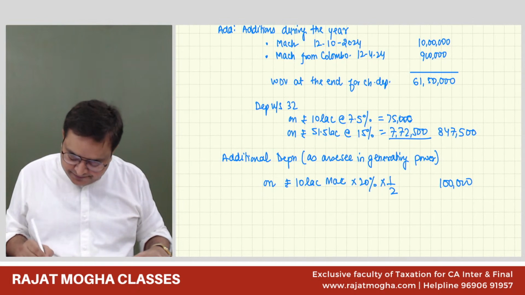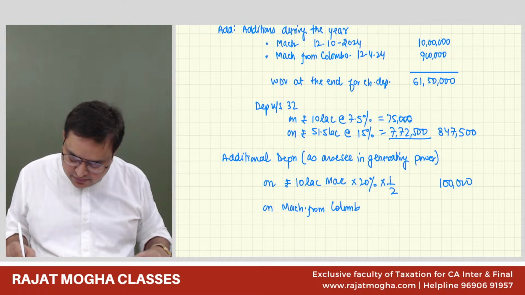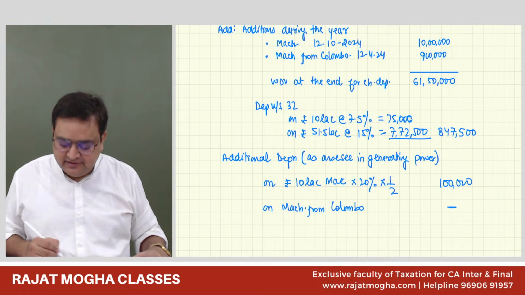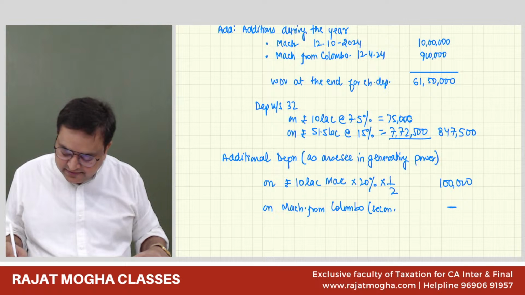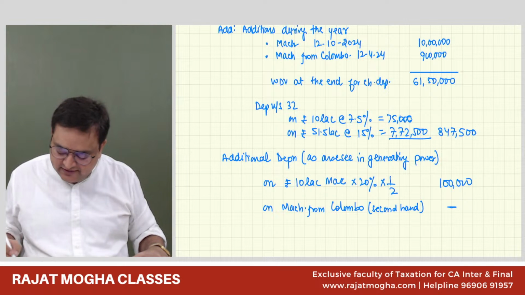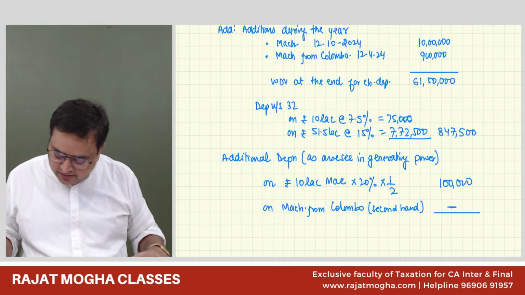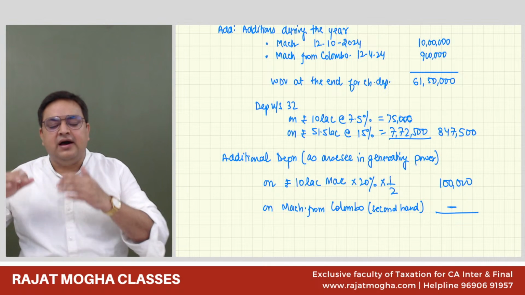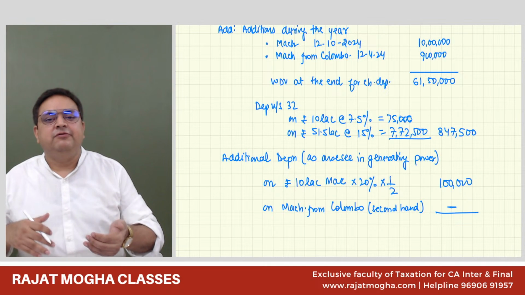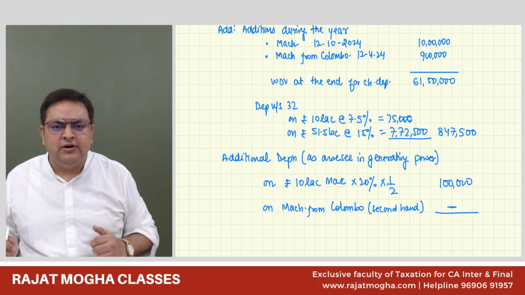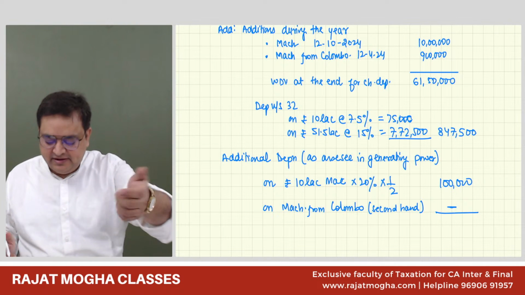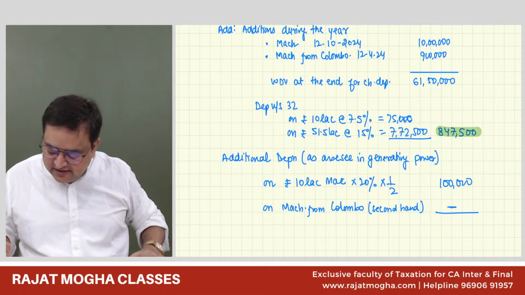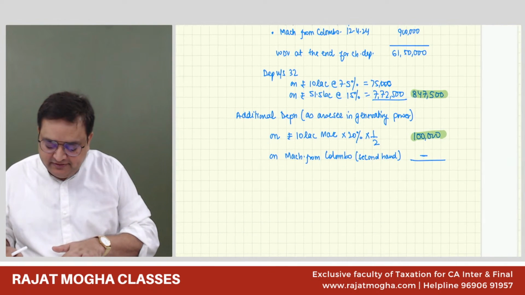And on the machine from Colombo, we will not claim additional depreciation as it is a second-hand machine. So we'll just intimate to the examiner why we have not computed it. You don't have to calculate the WDV for next year unless they are asking for it. If they are not asking, we'll not compute it. They are more interested in depreciation. So now our depreciation is this and this.